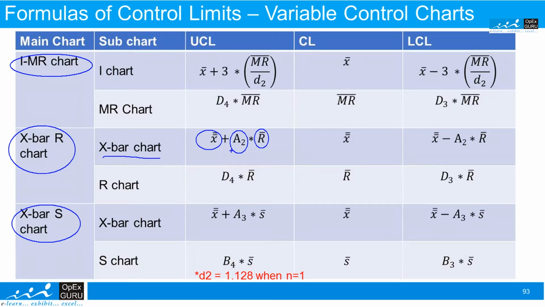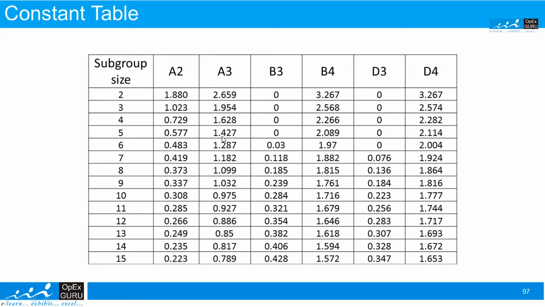Where has this A2 come from? A2 is nothing but a constant, and there is a table which you can use. Here is a table which shows the different constants. For example, when we use A2 in the case of the X bar R chart, if your subgroup size is 5, then your A2 constant will be 0.577. You can get this table from the internet. We can also provide you the link to get this table. You can use this table and calculate these control limits.